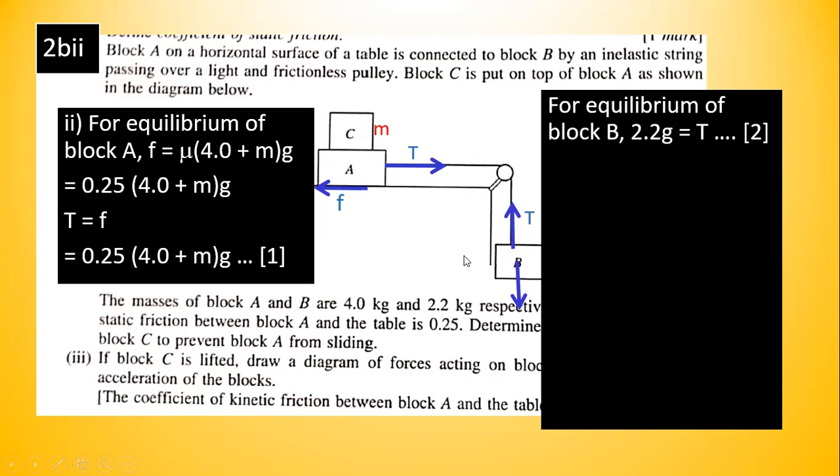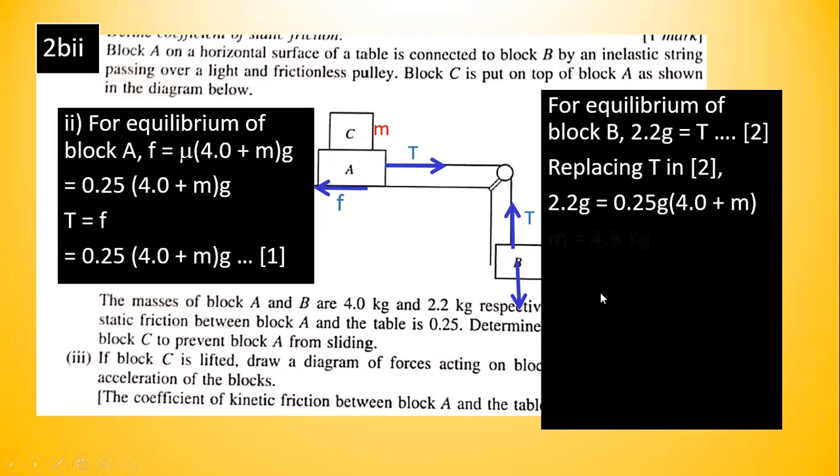Then we look at equilibrium of block B, this one. If it's not moving, then T must be balanced by your mg. M is 2.2, G is 9.81. That's equation 2. Now that value of T, you can put inside here to find your M. So 2.2 G, place inside here. Cancel your G, and then take your 0.25 across there. So you get 4.8 kilogram.